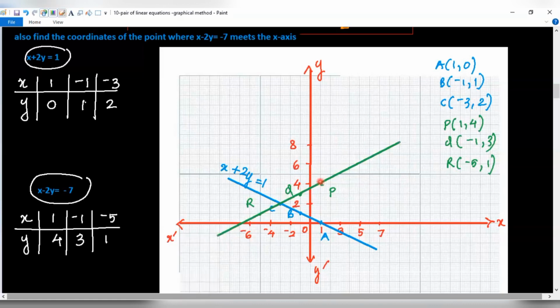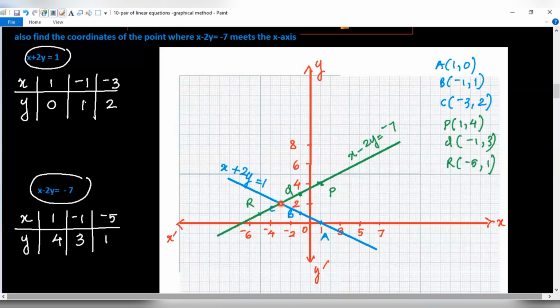Okay, we have to show the points which we have taken. Okay, and C was actually -3, 2, no? -3, 2. Okay, this is also a point. Now, see, we have plotted the line. We have to mention the equation x minus 2y equals -7 over here. And see, this is the point of intersection, which is -3, 2.